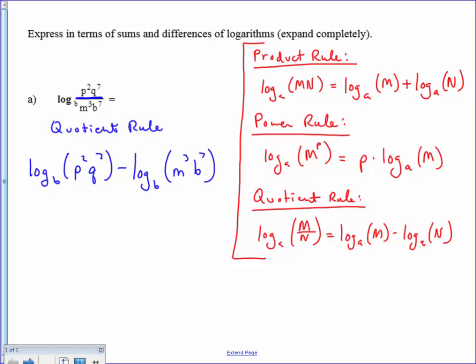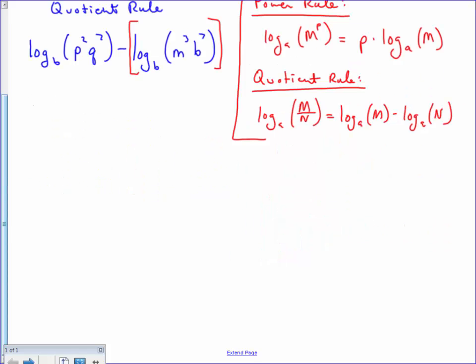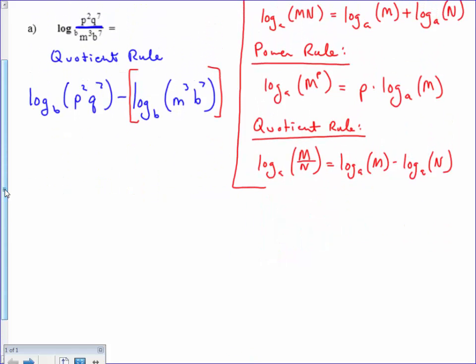Now, anytime I use a quotient rule, it's a good idea to put a bracket or a parenthesis following where you have your subtraction symbol. The reason being is that if there's more to do, that subtraction symbol will possibly end up having to be distributed to more than one term. So anytime I use a quotient rule, whether I need it or not, I'll always put a bracket after my minus sign. Once we've done this, now we need to decide what other rule to use.